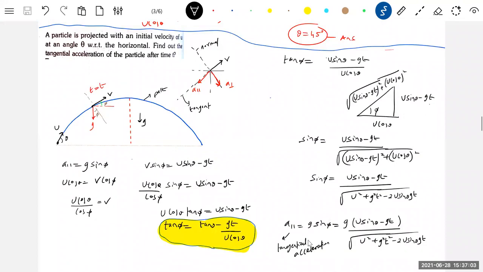We'll discuss radius of curvature also because almost all the data is there, or we'll go to another problem. We'll have a discussion on the radius of curvature.